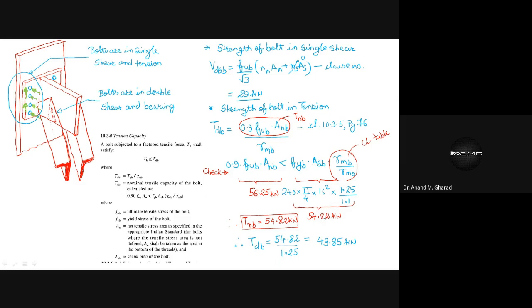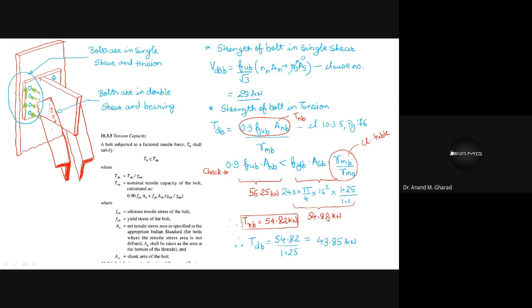So this value, this left hand side is not less than the right hand side, and therefore we cannot make use of this equation. As per IS code, we need to consider the least value. This should be the value which has to be checked, and if it doesn't come out to be less than this, then you are supposed to consider the least value. So over here TNB shall be 54.82. If this comes out less, then we have to consider it, but in this case since it is more, we need to substitute the proper value.